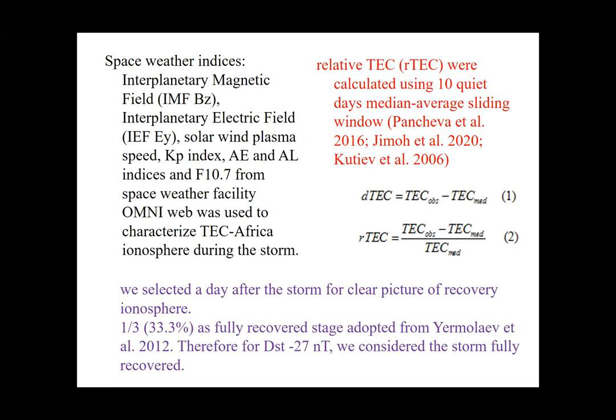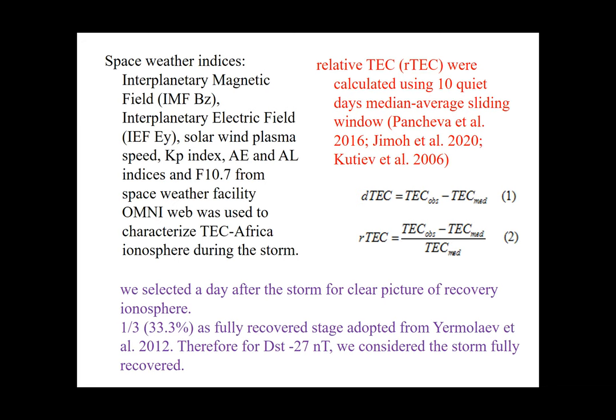So in order to characterize the African, that is the Nigerian latitude, we also had to look at the space weather indices. That's one of the major reasons for converting the STEC of 30 seconds into hours, so that we can have a very smooth analysis with other space weather indices, like the IMF, the IEF, EY, the solar wind plasma speed, the KP index, and then the IE, AE and AL.